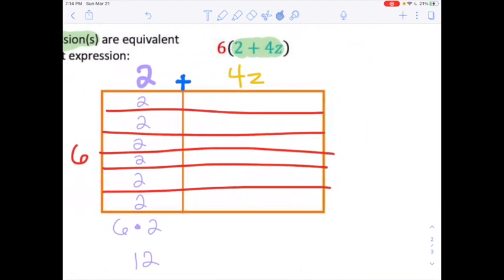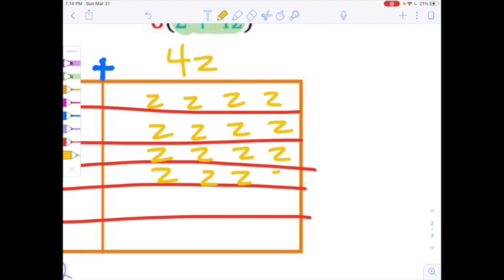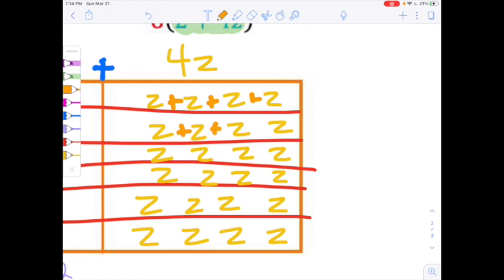Great. Now I'm going to look at 4z. All right. That means each section is going to have 4 z's. So z, z, z, z, and so on. Just remember that those are Z's and not 2's. Pluses, pluses. Wow, this is taking a really long time. I bet there's a shorter way to write out all of these Z's.